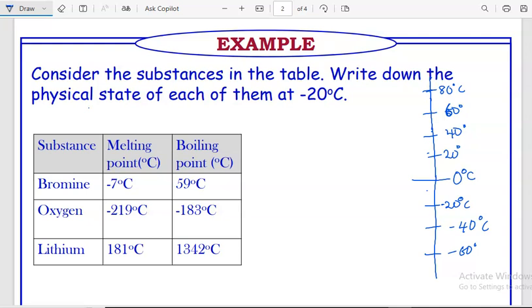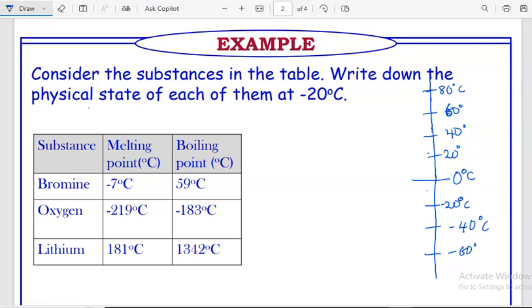Now, for instance, I have a question on the screen. Consider the substances in the table. Write down the physical state of each of them at minus 20 degrees Celsius. We've been given the melting point and the boiling point of bromine, oxygen, and lithium, and we are asked to find the physical state of all of them at minus 20 degrees Celsius. When you are given this kind of question, the first thing you do is to draw the temperature scale.